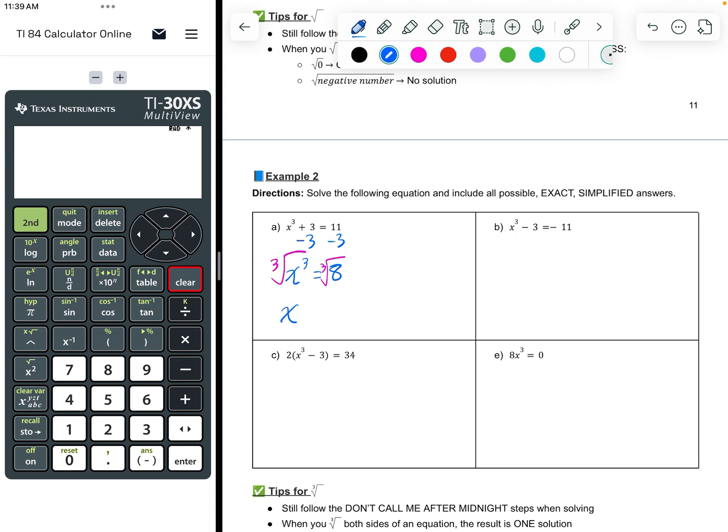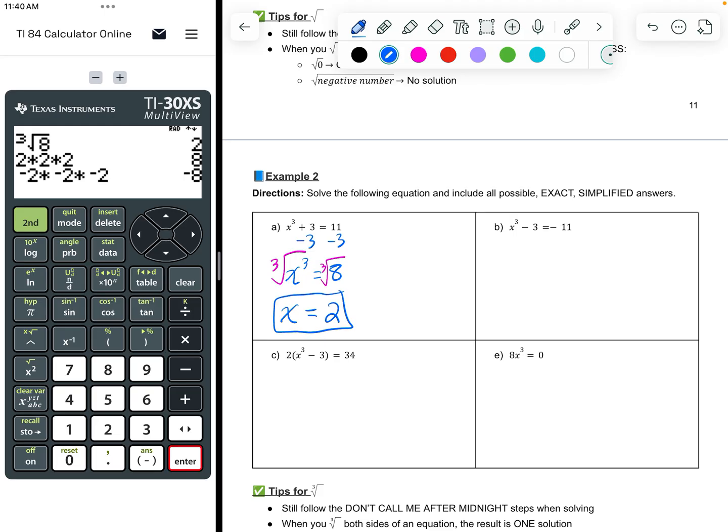And then we can check what the cube root of 8 is. We have to go 3, second, caret, type in 8, and we get x equals 2. Now, with cube roots, there is only one solution. The reason is we know 2 times 2 times 2 is equal to 8. If we were to make it -2 times -2 times -2, that would give us -8, which is obviously not the same as 8. So when we're cube rooting numbers, we only get one solution. So our final answer is just x equals 2.